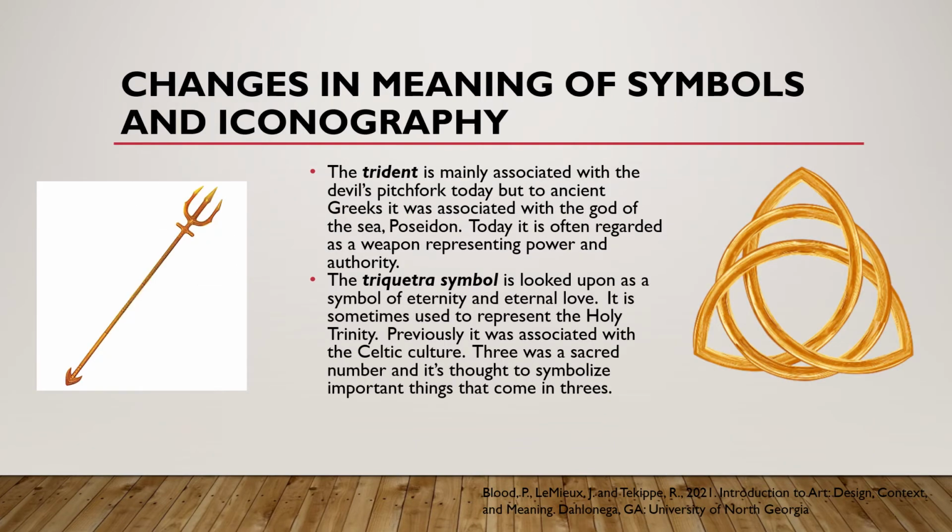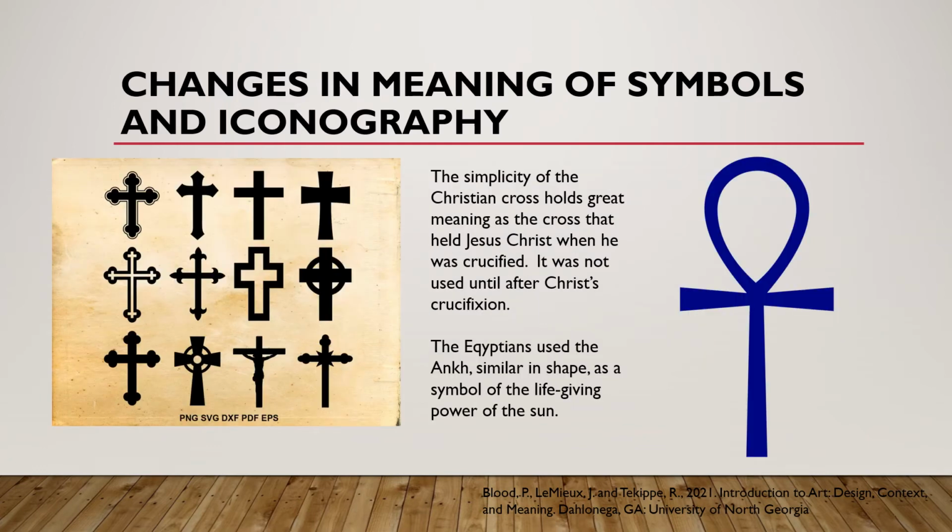The symbols and icons can change meanings over time. What a symbol means to one group or culture may mean something completely different to another one. And there could be slight changes or there could be radical changes. For example, with the trident and what today we associate with a symbol of the Trinity. The Christian cross is a symbol of Jesus Christ who was crucified on a cross. An earlier but similar symbol was the Egyptian Ankh. It was representational of the life-giving power of the sun.